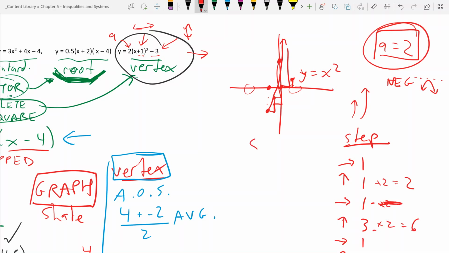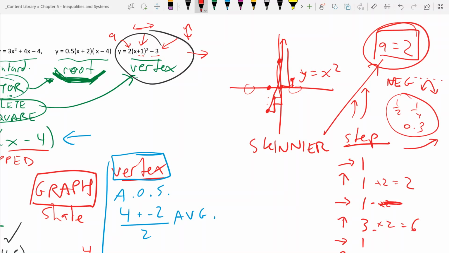You know you did it right if it's got skinnier, if it was an a value greater than 1. If it's a fraction, like a half, a quarter, or 0 point something, these are all going to make it a wider parabola, like that, because it'll be compressed by whatever factor, all right?